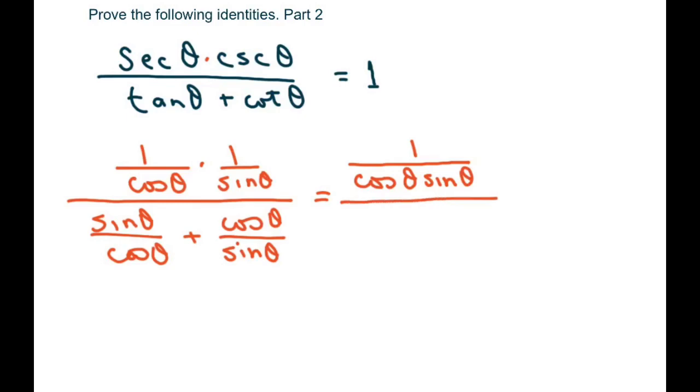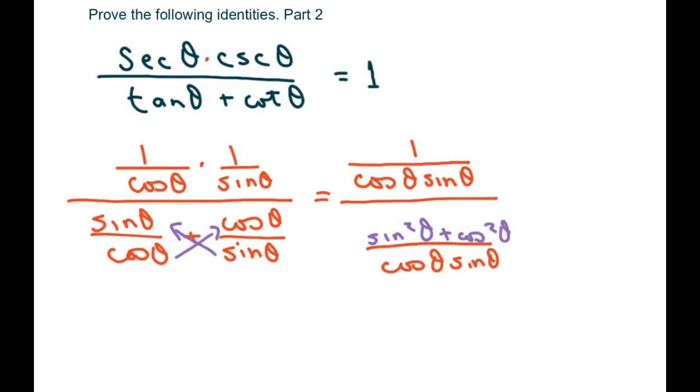The denominator, we have this complex rational. So my common denominator is cosine times sine. And we're just going to cross those two. So we're going to get sine squared of theta plus cosine squared of theta. And when you divide these two, they cancel. So you have 1 over sine squared plus cosine squared. And that equals 1, because sine squared plus cosine squared is 1. So you have 1 over 1, which equals 1.